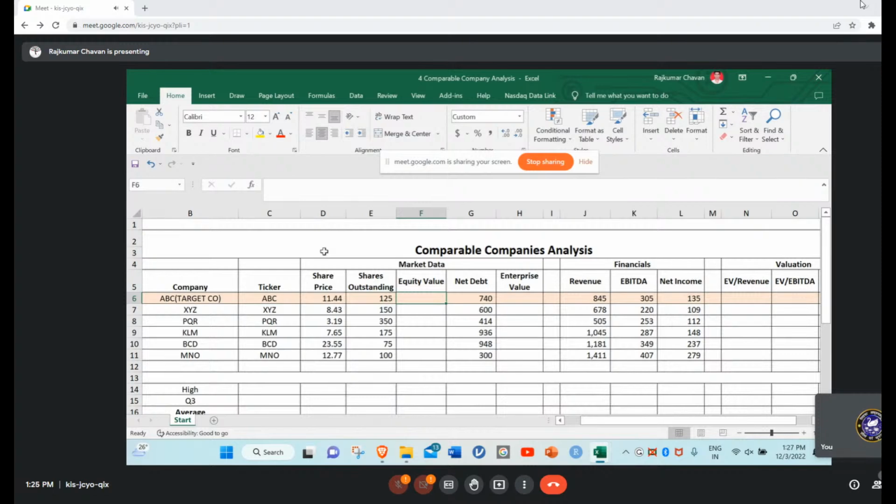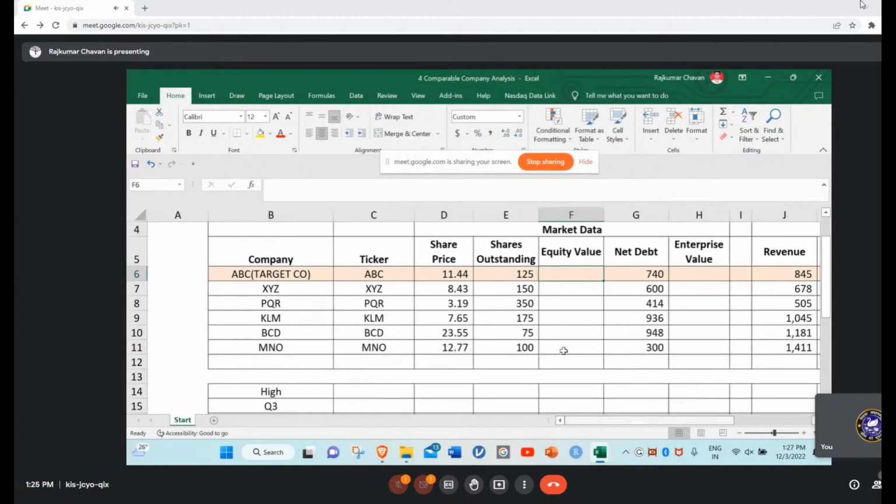ABC. I want to calculate the value of which company? ABC's. Then these are all the remaining companies which are competitors of ABC. Now how to calculate? First thing: wherever there is a blank, those columns we have to fill now. This is called market price. This is called shares outstanding. What do we have to calculate?